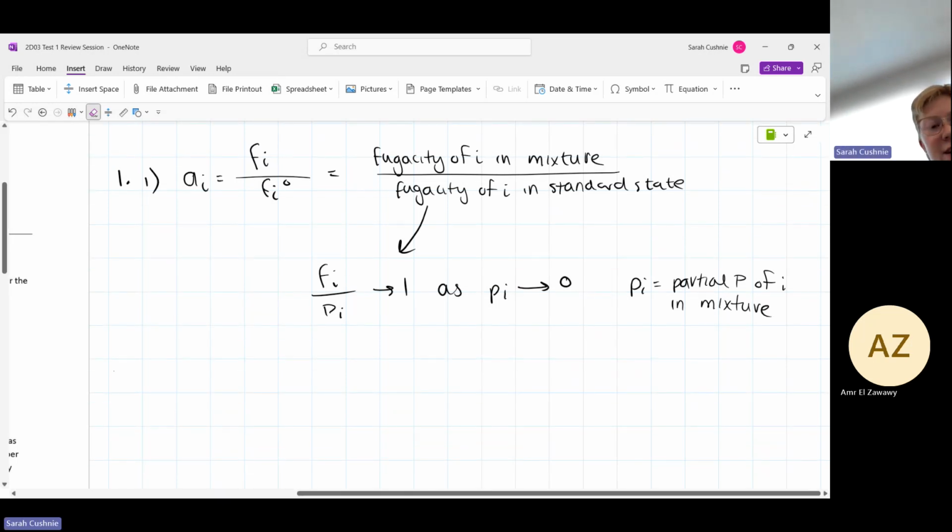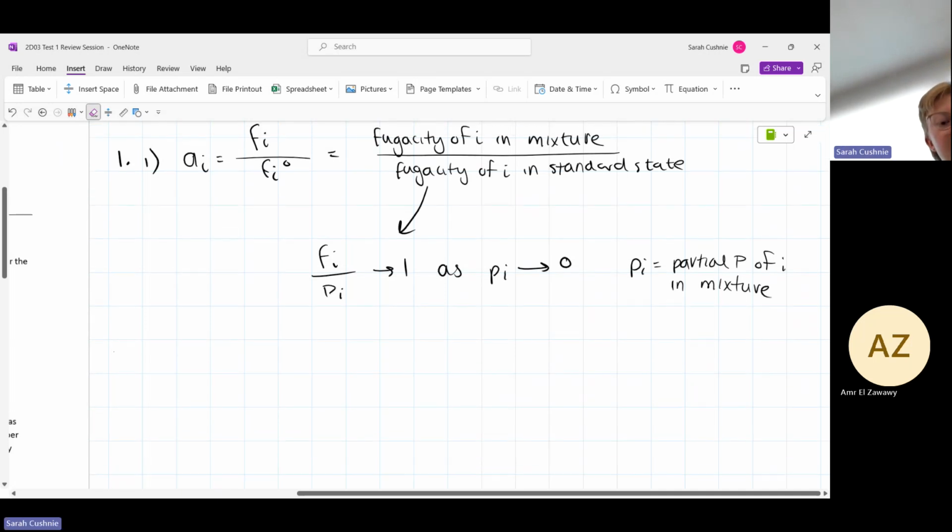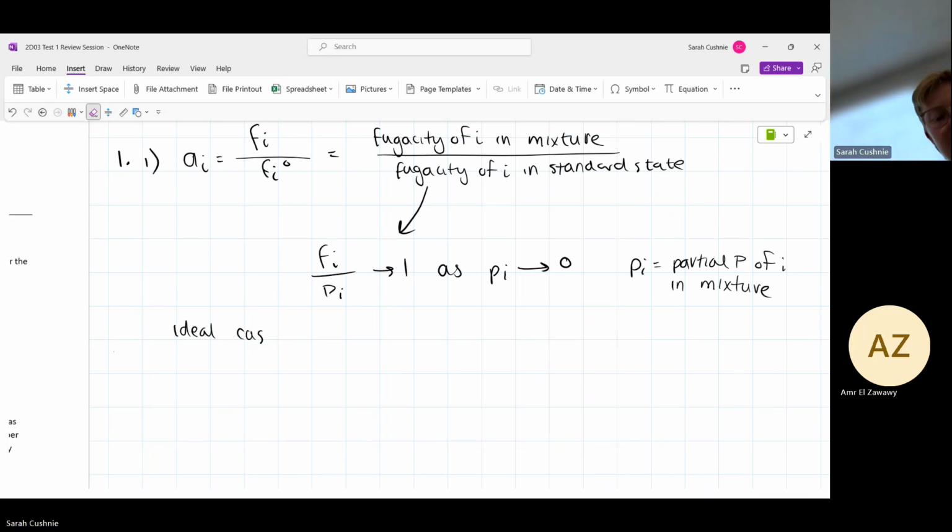So that's kind of what fugacity is, but if we go back to activity, we can start to talk about what it actually means as opposed to just this ratio of fugacities. It's a bit easier to talk about when we deal with ideal solutions, right? So let's look at an ideal case. Remember, this is like, for example, at low pressures.